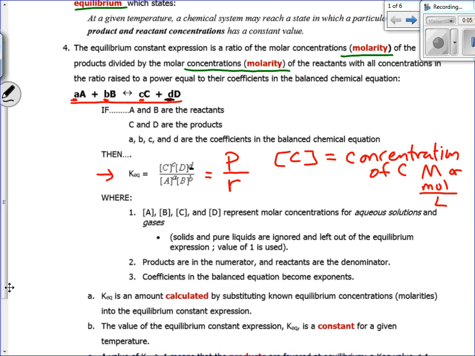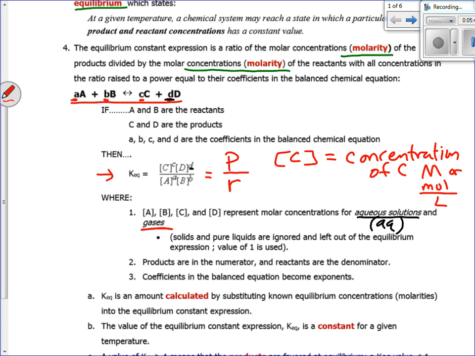Now, they have to be aqueous solutions, AQ, because AQ means it's dissolved in what? Water. So that means it can have a concentration. It's a certain amount of particles in the volume. The other thing you can have in equilibrium expressions are going to be gases, because gases take up the space of their containers. So gases are going to have a certain amount of particles in a certain amount of volume. And if you have particles per volume, moles per volume, you can have a molarity. So gases have a molarity, aqueous solutions have a molarity.